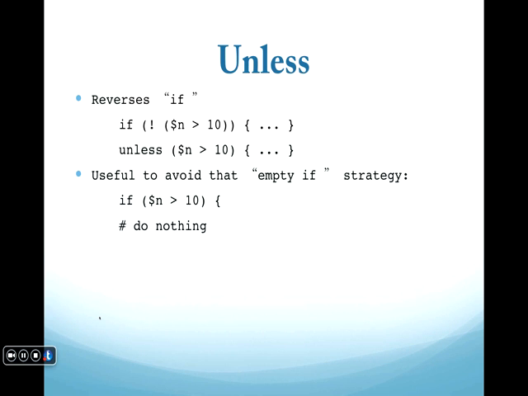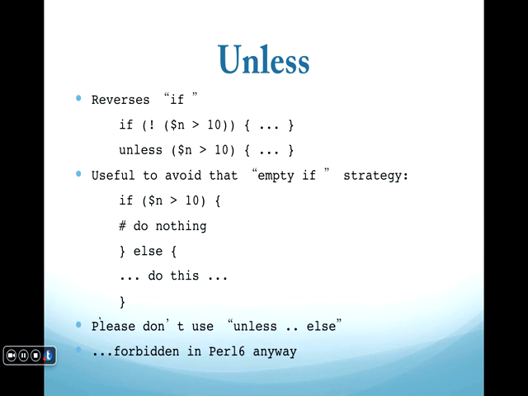Where it could be useful: let's say that you have if else and you have no block for if, all the action that you're going to do is in the else statement, then you would rather use unless. Don't use unless else because you can use it but it would make your code very weird and very difficult to interpret. Okay, and it's by the way forbidden in Perl 6 to use unless with else.